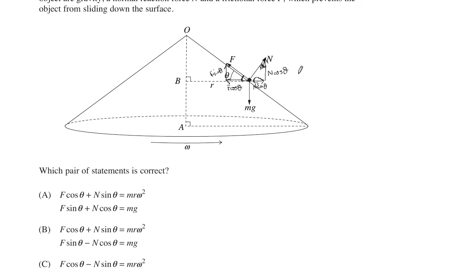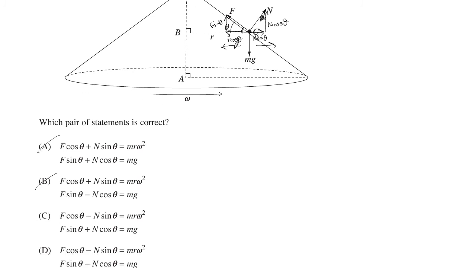So let's think about if we want F cos theta plus N sine theta, or should it be minus? Well, the F cos theta is in that direction, sort of inwards, whereas the N sine theta is going outwards. So they're working against each other. So that should be a minus, because we want that one minus that one. That gives the total force. So that rules out A and B. And then with the vertical components, you can actually see they're both pushing upwards, so they should be added. So the F sine theta plus N cos theta, so that's C.